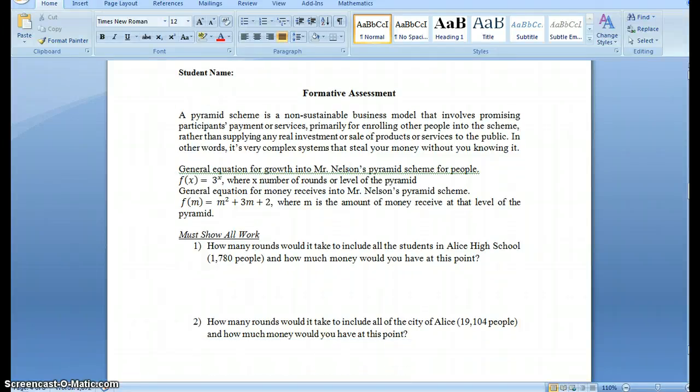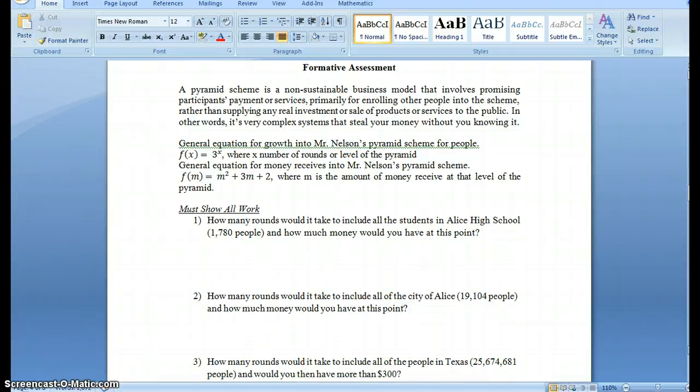So the general equation for growth in Mr. Nelson's pyramid scheme for people. You have f of x is equal to 3^x, where x is the number of rounds, the level of the pyramid. So you let round 0 be 1. That would be Mr. Nelson, that's me first. Round 1 would be 3, so it would be 3 other people. Okay. Round 2 would be 9 people. Round 3 would be 27 people, and so on.